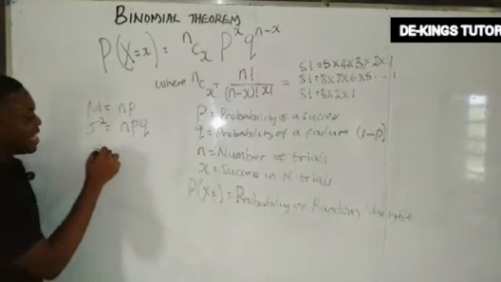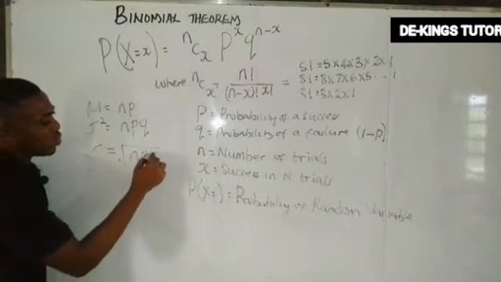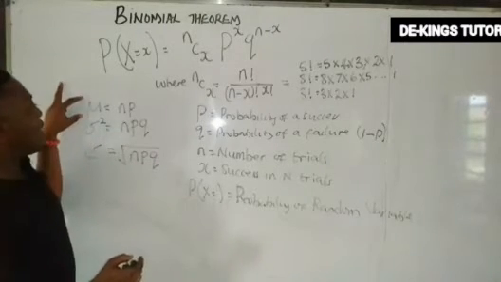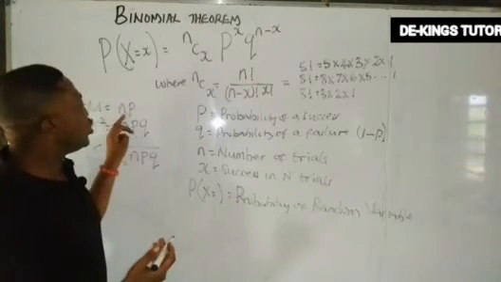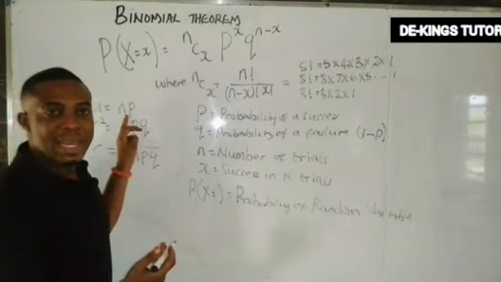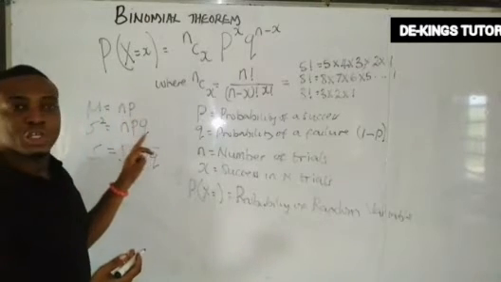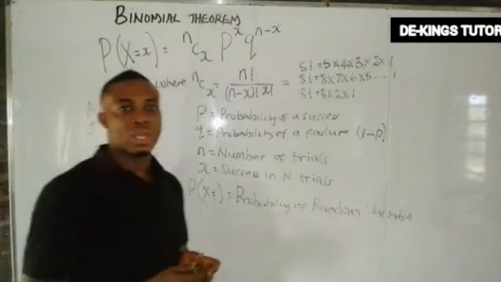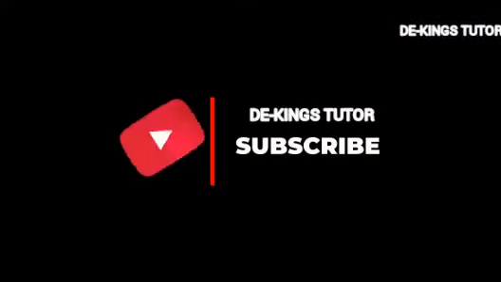While the standard deviation is the square root of the variance, that is the square root of npq. So this is our mean. Whenever they say find the mean of the binomial, the mean is just the multiplication of n and the probability. The variance is npq, and the standard deviation is the square root of the variance. Okay, so we're going to see a question now to solve this.